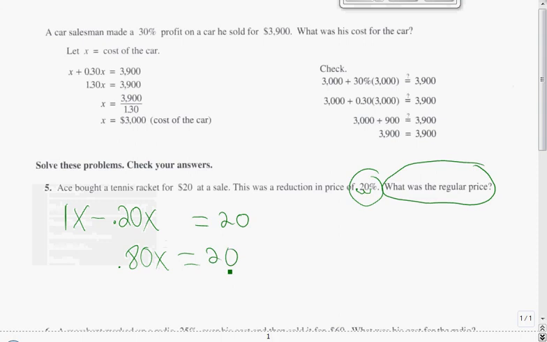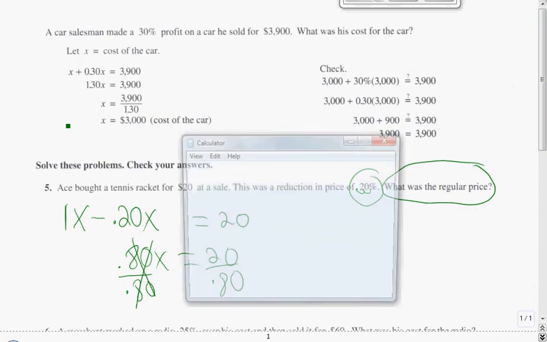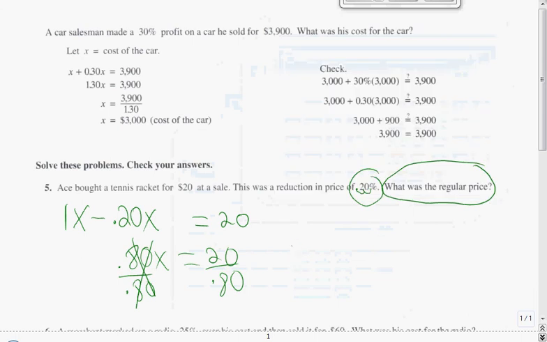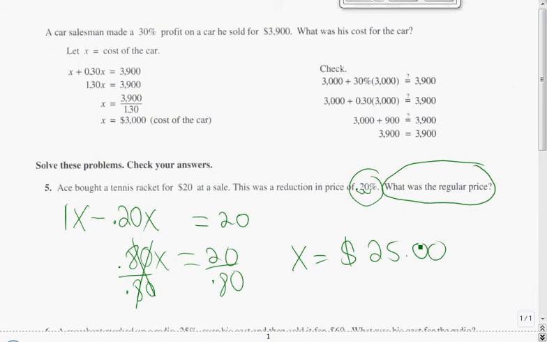To figure out what the original price was, we have to divide by the coefficient of x, which in this problem is 0.80. So we divide both sides by 0.80. Again, I pull out my trusty calculator, and 20 divided by 0.80 equals $25. So the original price of the tennis racket was $25. That's your answer. Okay, let's move on to the next one.